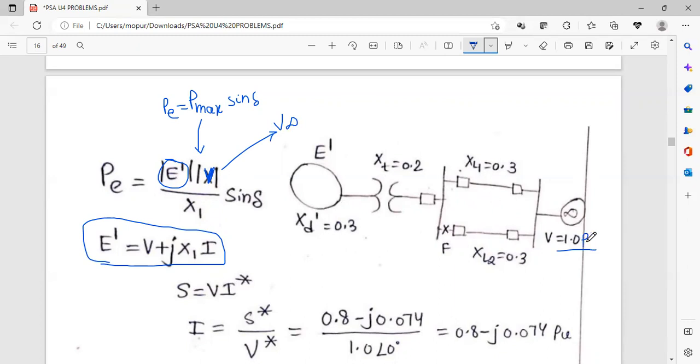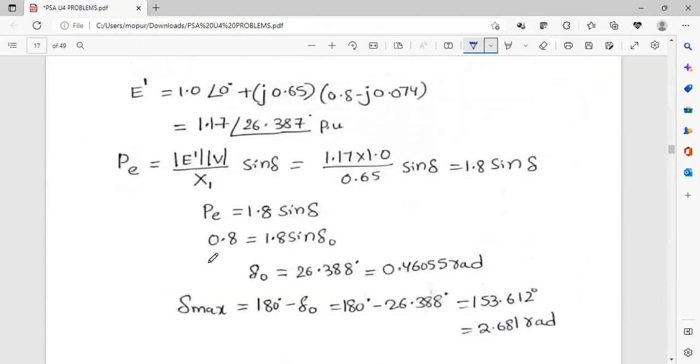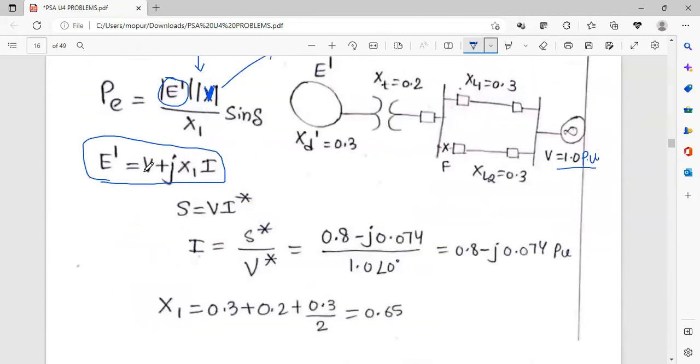They had given this diagram. Now we need to find out this E. E is equal to V plus J X1 into I. We know the value of V. V is the same thing, the voltage at the infinite bus bar.